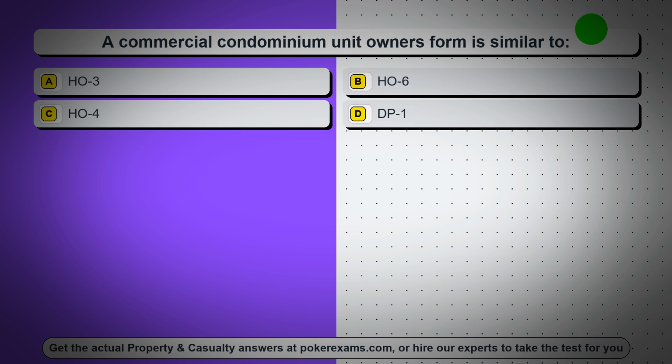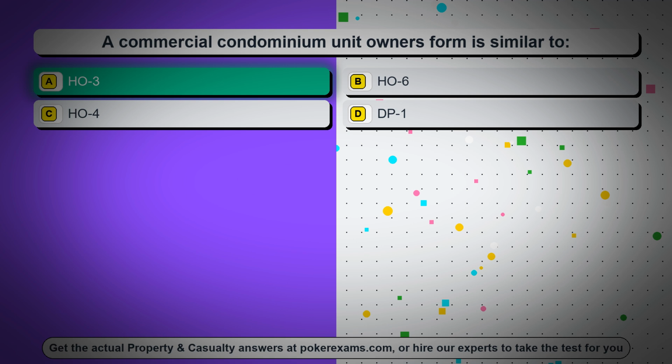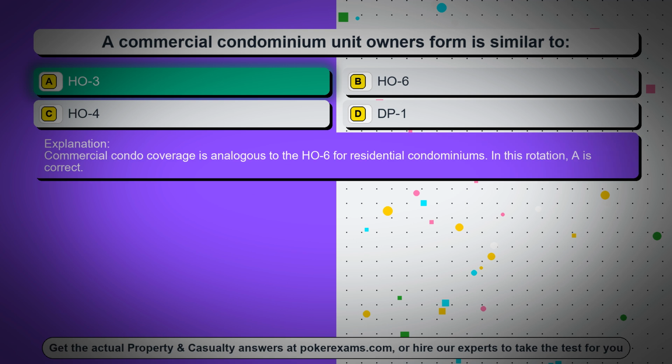Question 33. A commercial condominium unit owner's form is similar to option A, HO 3, option B, HO 6, option C, HO 4, option D, DP1. The correct answer is option A. Commercial condo coverage is analogous to the HO 6 for residential condominiums. In this rotation, A is correct.